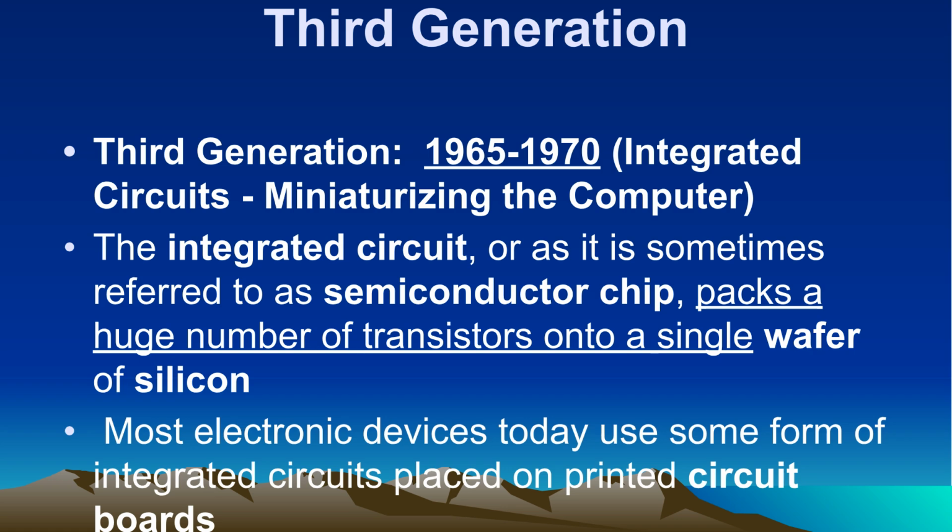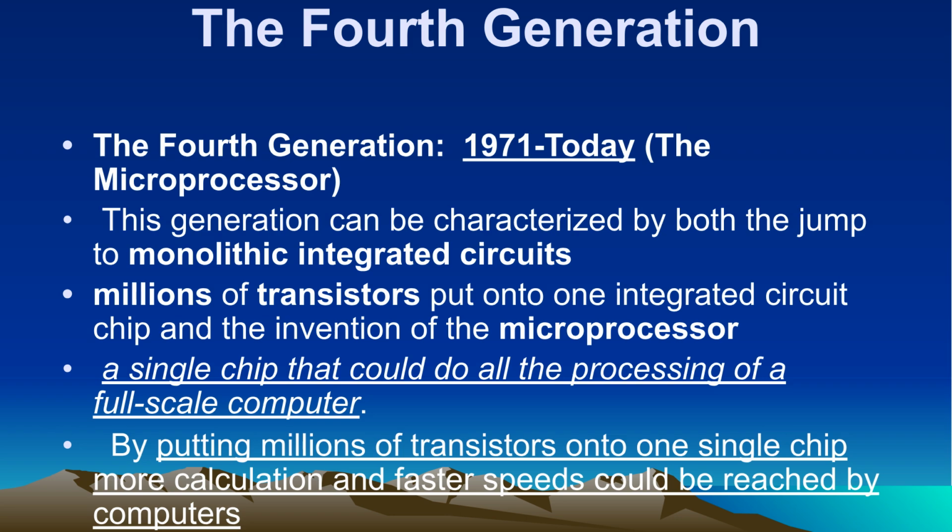The third generation, 1965 to 1970, introduced integrated circuits or semiconductor chips. These circuits pack numerous transistors onto a single silicon wafer. The fourth generation, starting in 1971, is characterized by monolithic integrated circuits and the invention of the microprocessor, a single chip capable of full processing.